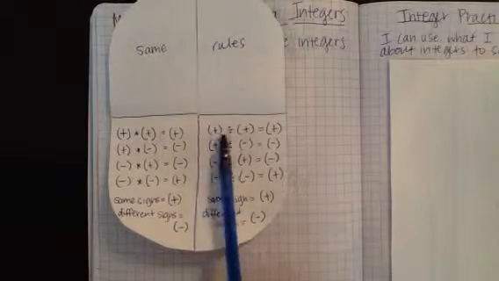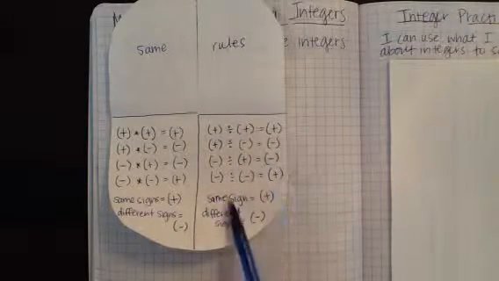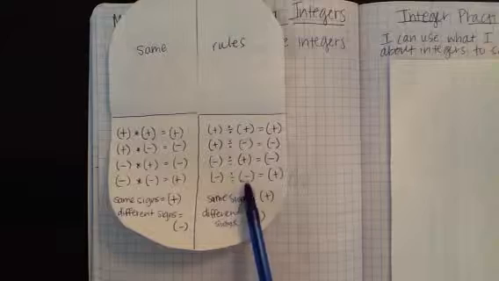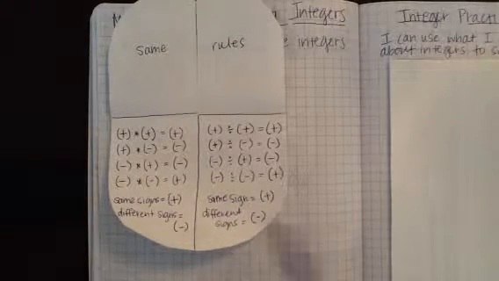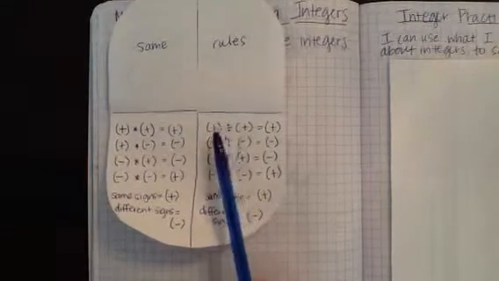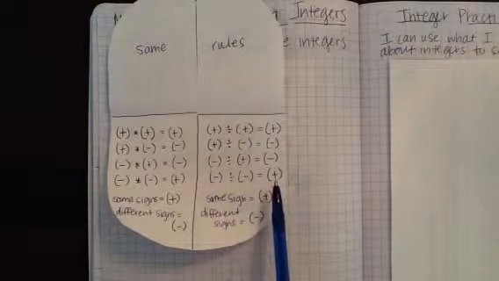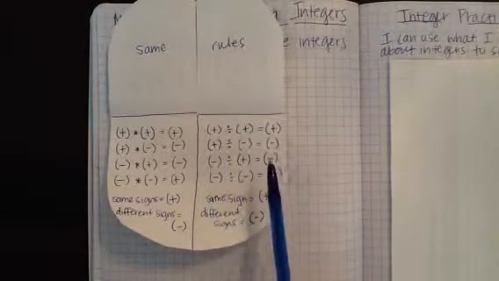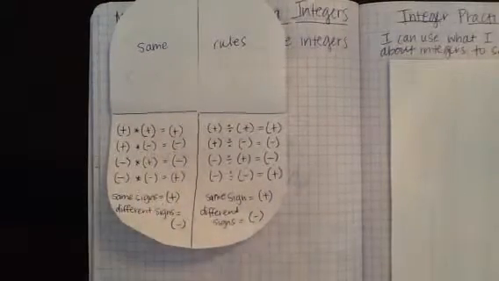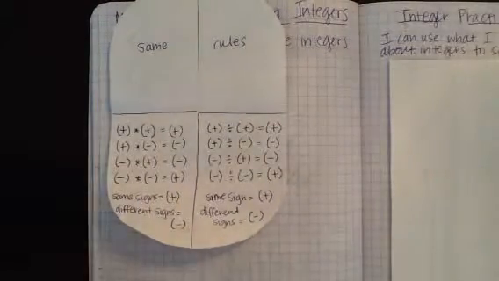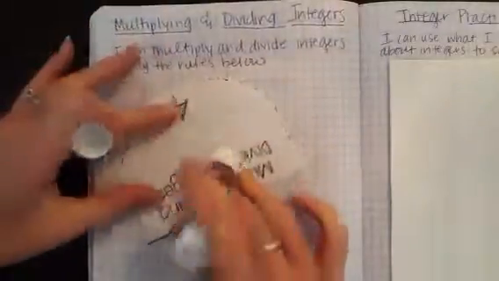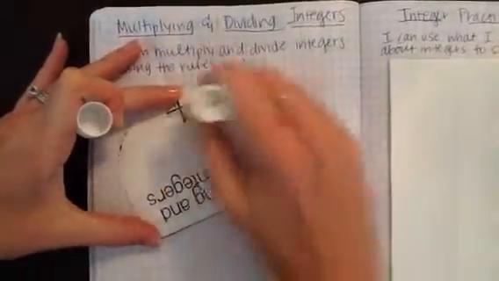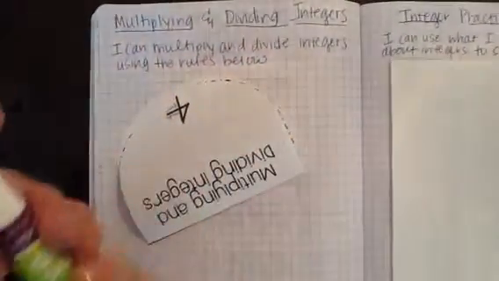We have the same signs, a positive divided by a positive, that's going to give me a positive, and then a negative divided by a negative is also going to give me a positive. So the signs are the same here, it's going to give me a positive answer. If the signs are different that you're dividing, it's going to give me a negative answer. Same thing for multiplication. So let's go ahead and glue this down. We're only going to put glue on the half that says multiplying and dividing integers.